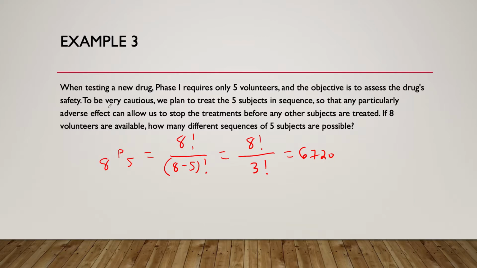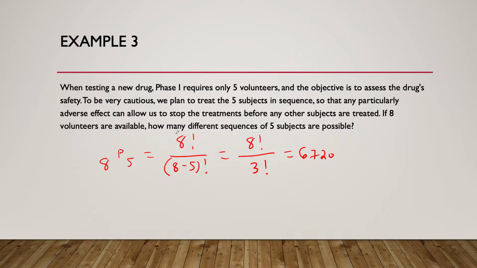For example, when testing a new drug, phase 1 requires only 5 volunteers, and the objective is to assess the drug safety. To be very cautious, we plan to treat the 5 subjects in sequence so that any particularly adverse effect can allow us to stop the treatments before any other subjects are treated. If 8 volunteers are available, how many different sequences of 5 subjects are possible?